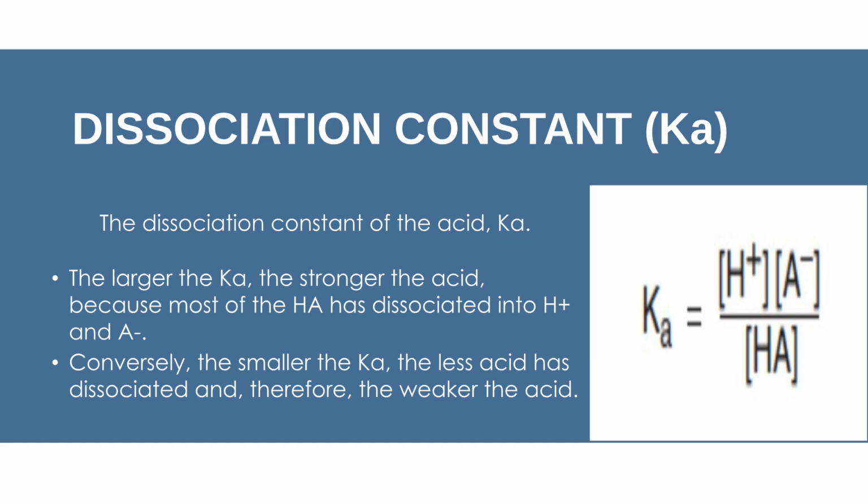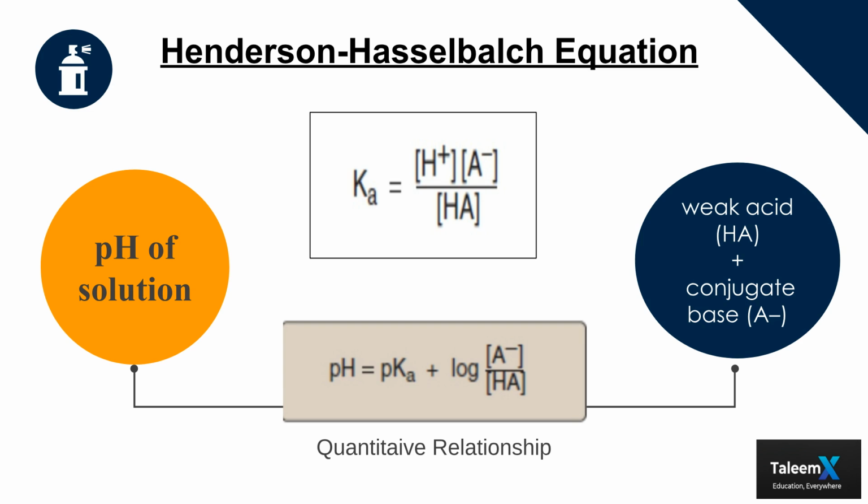The dissociation constant, Ka, indicates the acid strength. A larger Ka means a stronger acid because more of the acid has dissociated. Conversely, a smaller Ka means a weaker acid. The Henderson-Hasselbalch equation provides a quantitative relationship to calculate the pH of a solution based on the pKa of the weak acid and the ratio of conjugate base to weak acid concentrations.